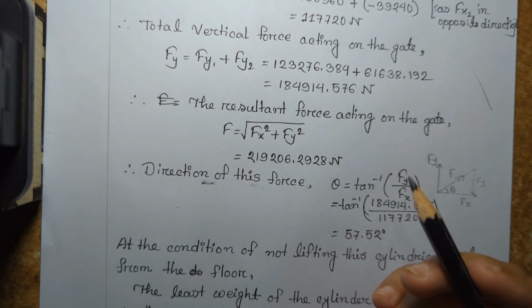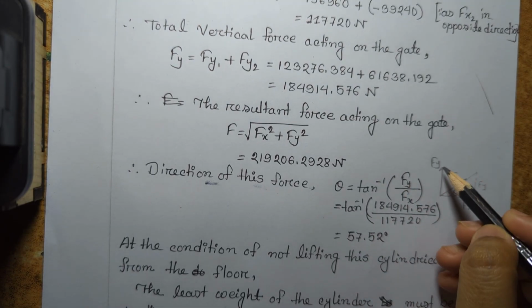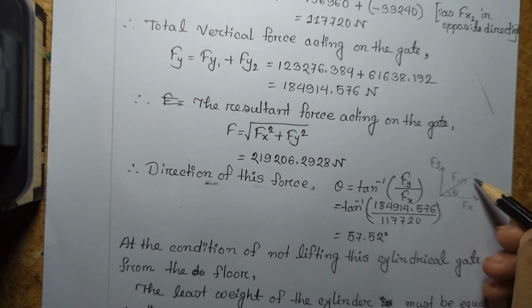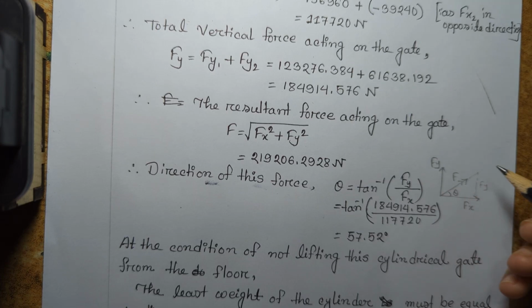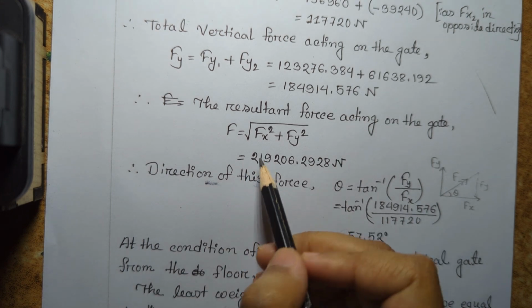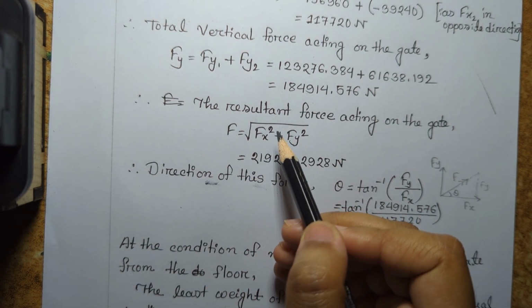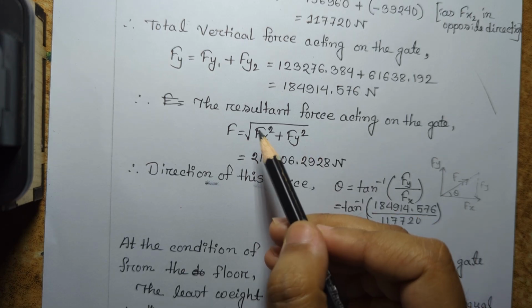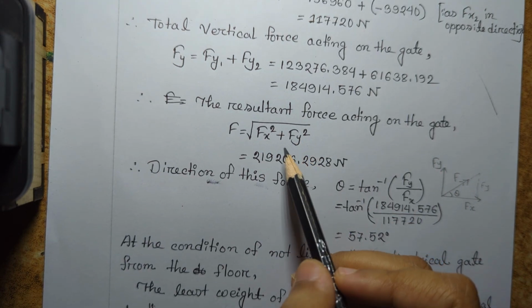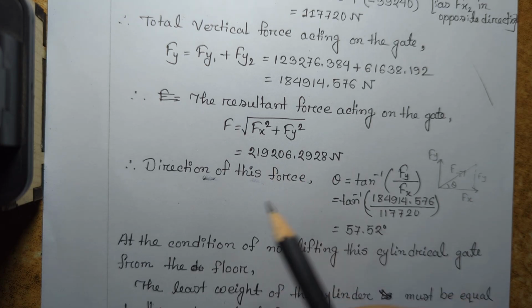Then look at this picture. Suppose Fx is working this way and Fy is working this way. So if we want to find this resultant force F, what do we have to do? According to vector analysis, if we want the resultant force, we have to sum the squares of these two forces and take the root. This is how we get the resultant force F in Newton.